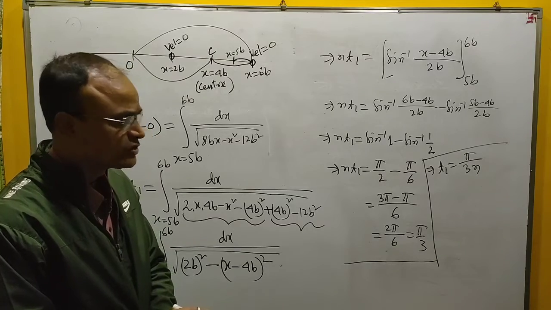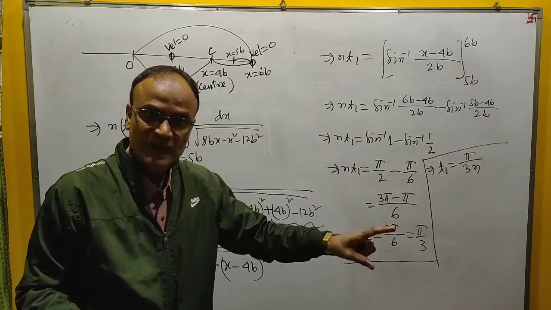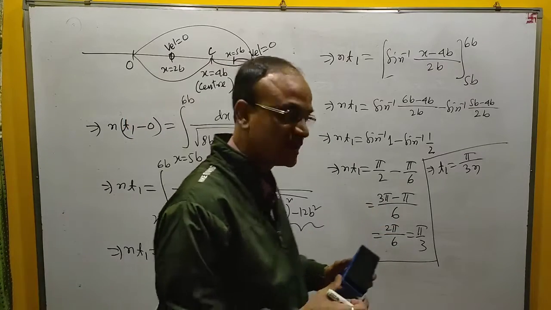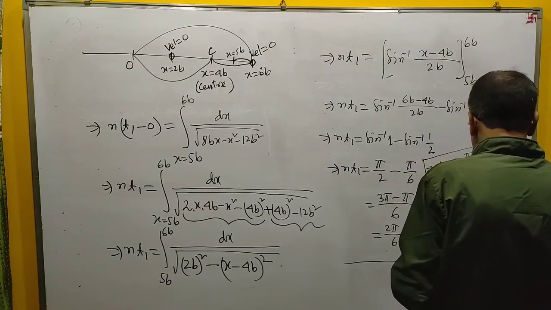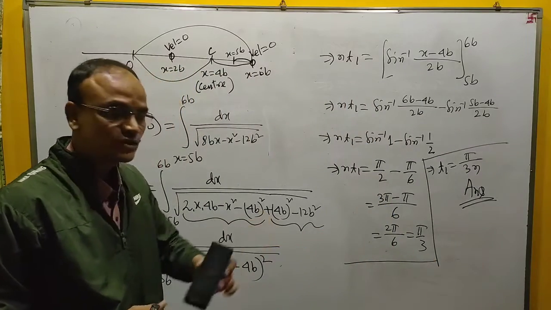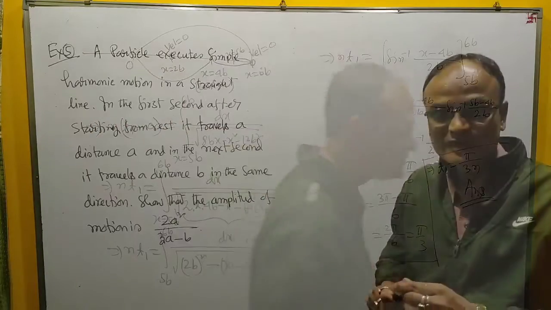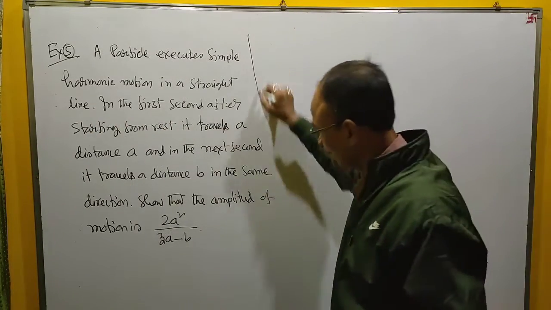T is equal to T1, this is the time taken by the particle from x is equal to 5b to x is equal to 6b. This is the answer: pi by thrice n is the answer. This is the time required, the time taken by the particle. So this. Let us take one more problem. Let us try to solve this problem.